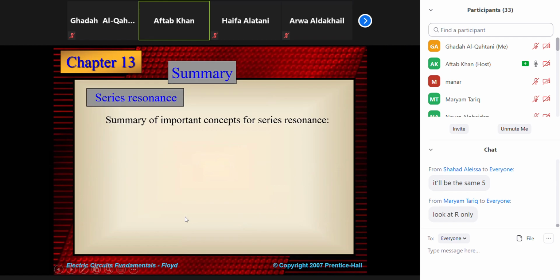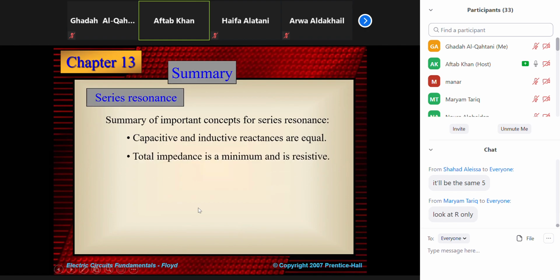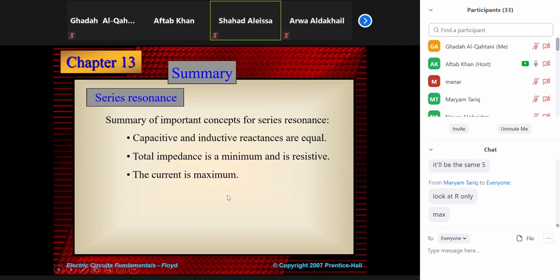So, a summary of important concepts for series resonance, girls. First point, what we learn: capacitive and inductive reactances are equal at resonance. We know that one, right? Also, total impedance is minimum and it is resistive. We also know that Z will be equal to R only. It means it is minimum. Girls, if impedance is minimum, what will happen to the current? The impedance is minimum, so the current will be maximum, correct? The current is maximum. So series resonance concepts are coming one by one.